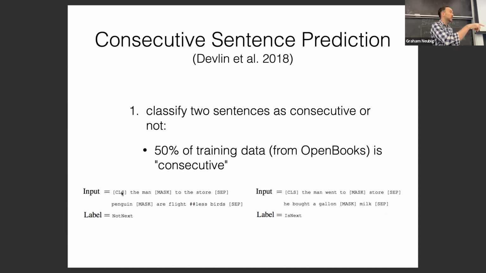So then going back to your original question, how much context is used in the training of BERT specifically, two sentences. That's as many as they trained on there.